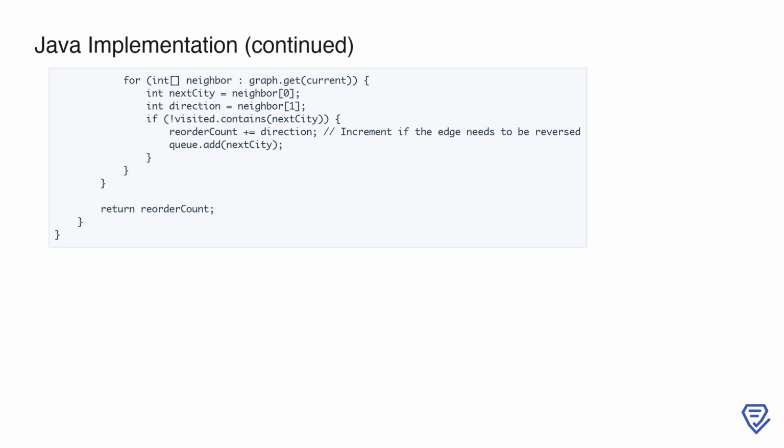If the edge points away from City 0, indicated by a direction value of 1, we increment reorder count because this edge will need to be reversed to make it point toward City 0. Regardless of the direction, we add the next city to the queue for further exploration. Once the BFS completes, we have traversed all cities and counted the necessary edge reversals. Finally, the method returns reorder count, which represents the minimum number of edges that need to be reordered to ensure all paths lead to City 0.